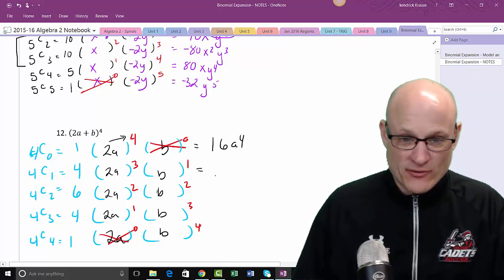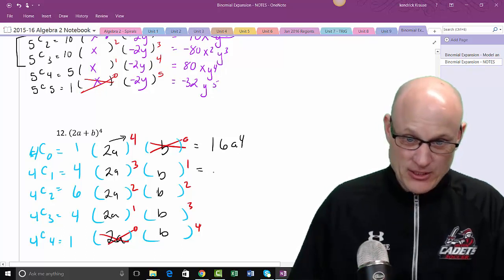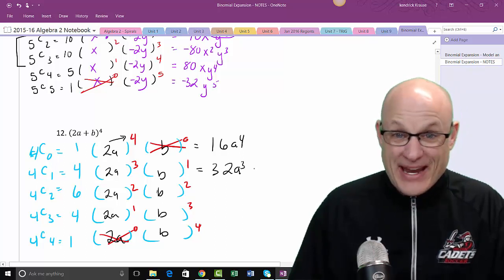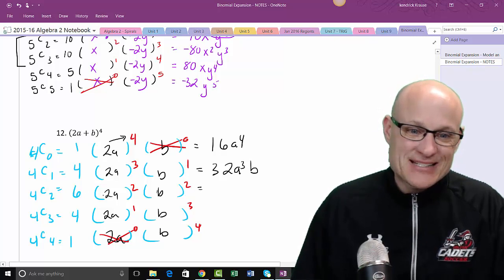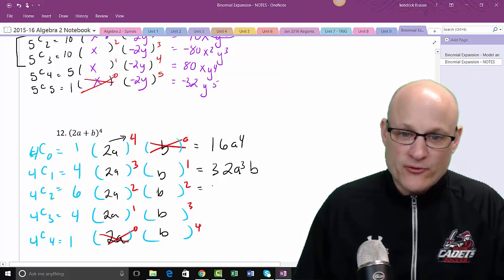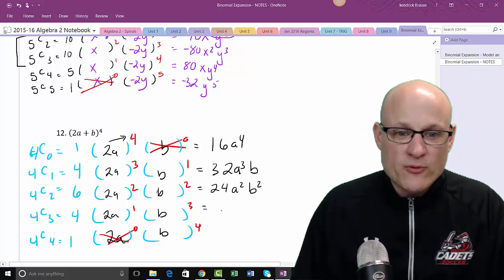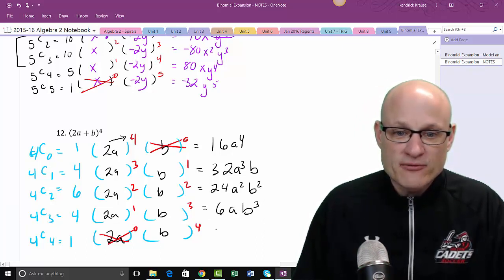Everything's positive, so we don't have to worry about that. 2 cubed is 8. 8 times 4 is 32. A cubed, A is going down, B is going up. We now see B. 6 times 2 squared. 2 squared is 4, so this becomes 24. A squared, B squared. B is going up, A is going down. This is going to equal 4 times 2, which is 8, A, B cubed. And finally, this is just B to the 4th.